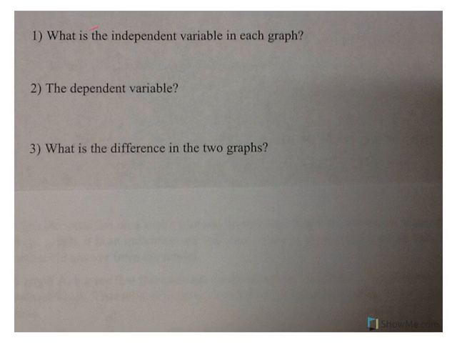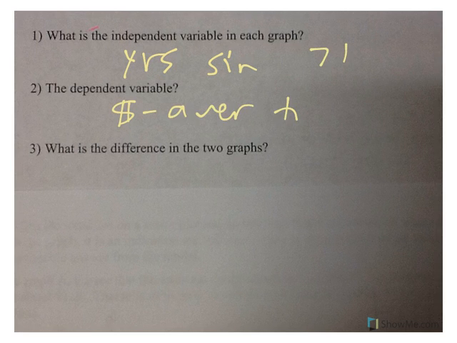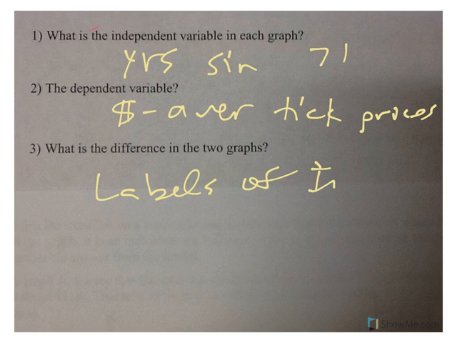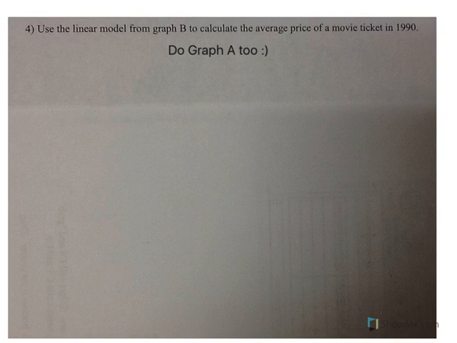But in terms of your independent and dependent variable, we still have years since 1971, and we still are talking about money, average ticket prices. The difference in the graphs is the labels of the independent variable, as we were just talking. Starting with a year, whether or not you put a year into your model or a value like x equals 1, 2, 3 makes a difference. So we're going to use the linear model from graph A and B to find the average price of a movie ticket.